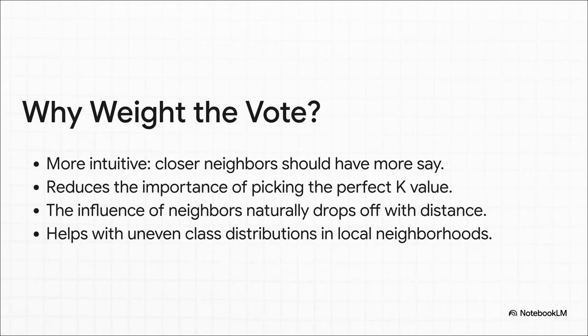And this whole weighting system is just so much better. For one, it just makes common sense, right? Closer neighbors should have more say. But it also has this great side effect. It makes the algorithm way more robust. You don't have to stress quite as much about finding the absolute perfect K, because the influence of those faraway neighbors just naturally fades away.